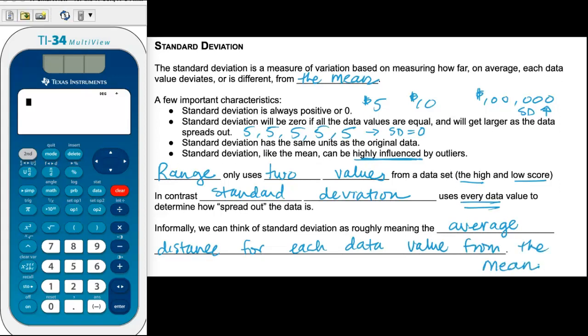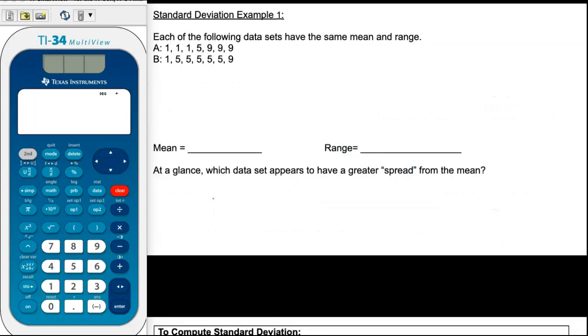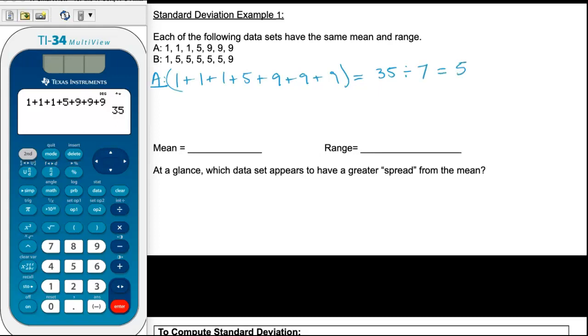So let's look at an example so we can start to make some sense of what standard deviation really means. We have 2 of these data sets, and they each have the same mean and range. I'm just going to compute the mean real quick. For A, I'm going to add up all of these values: 1 plus 1 plus 1 plus 5 plus 9 plus 9 plus 9, and average those by adding them together and dividing by the number of data values. I get a total of 35, and then I divide by the number of values, 1, 2, 3, 4, 5, 6, 7. So I divide by 7 and I get a mean of 5.